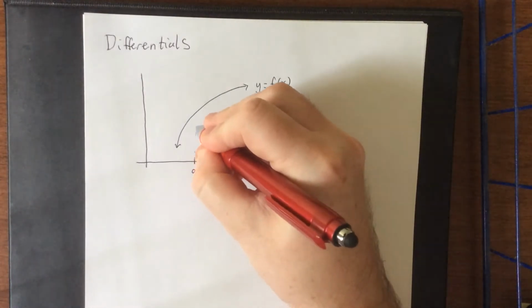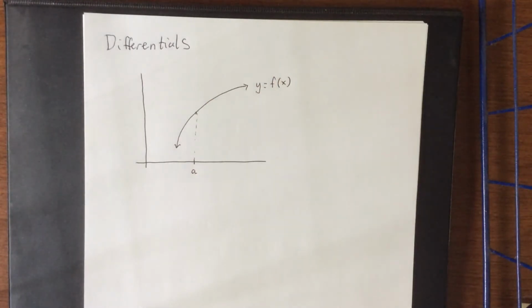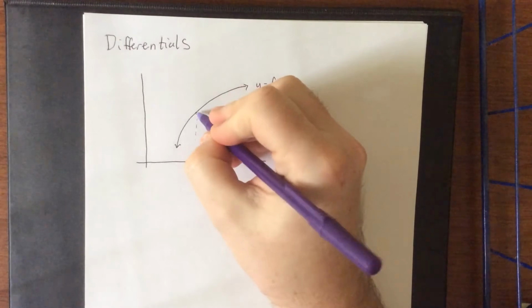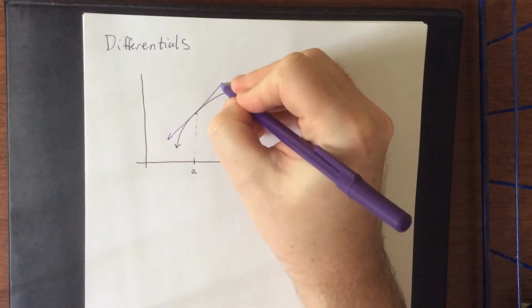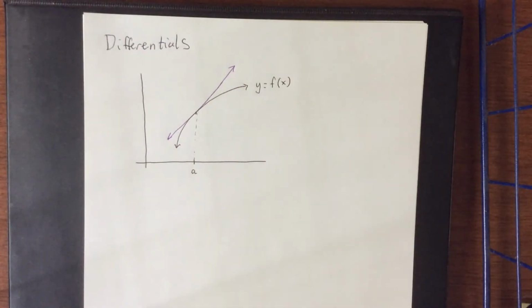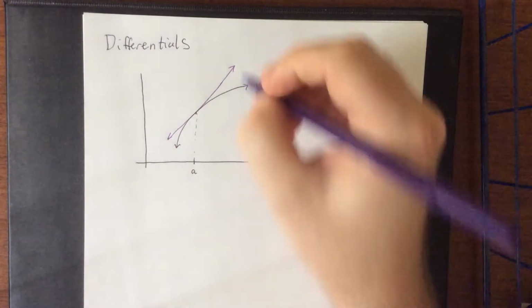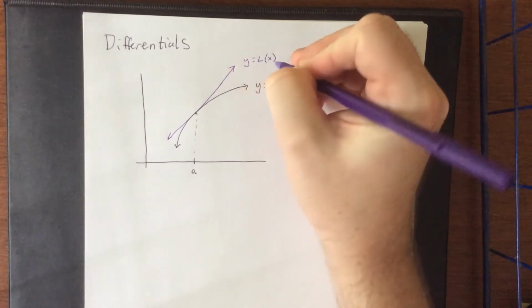So at the point A, we'll say that's the point associated with this. There is a tangent line here. We'll do the tangent line up here in purple. So associated with this tangent line, we can make approximations. We'll say that this tangent line represents the linearization at that point.